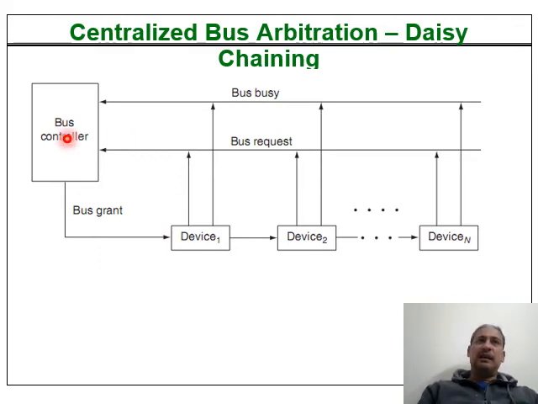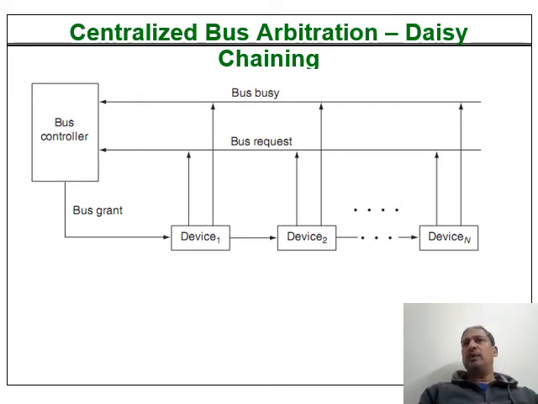Once the controller gets this bus request, it will give the bus grant to device one. We can assume it is a token. So the token is given to device one. If it wants to use the token, then it will simply activate the bus busy line and use the bus. And if it does not, it will simply pass on the token to the next device and so on.